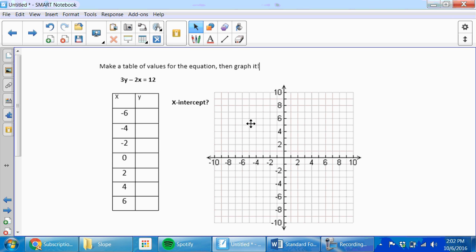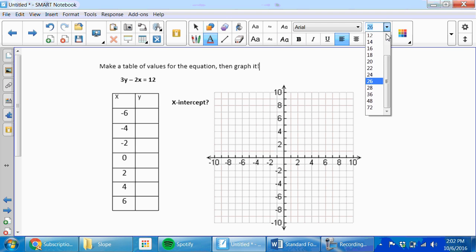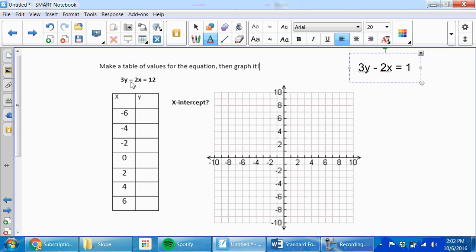Okay, now it's saying use a table. So what we're going to do now, and you don't have these, this is blank on your side, so write these numbers in on your paper. And what we want to do is try to get y alone, so we're going to solve for y. So I'm going to rewrite the function here, 3y minus 2x equals 12. I'm going to solve for y. So the last thing I want alone is my y.